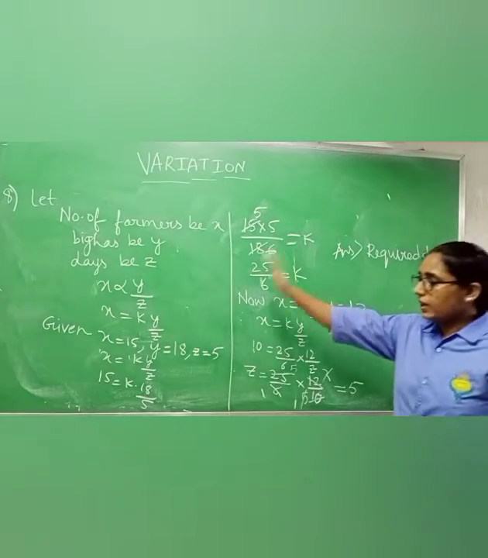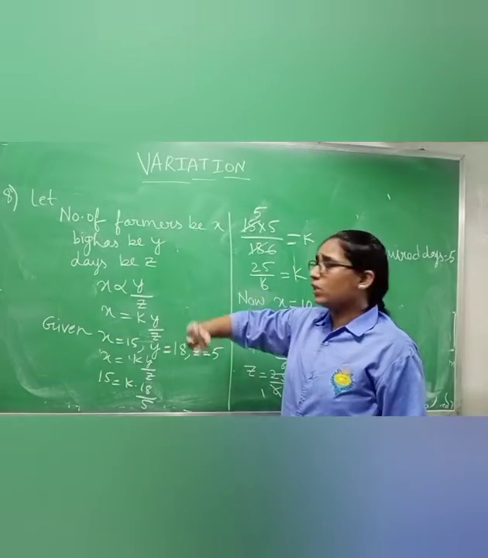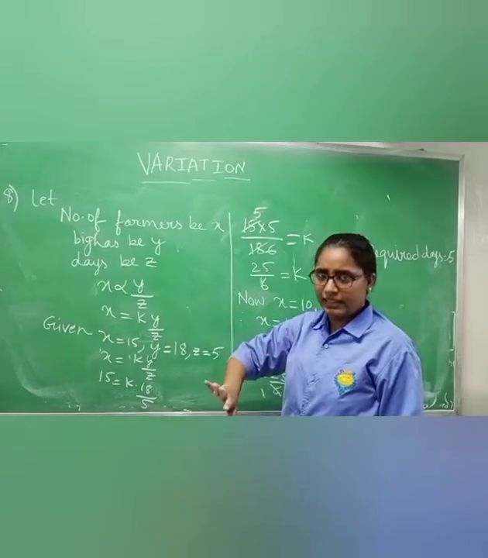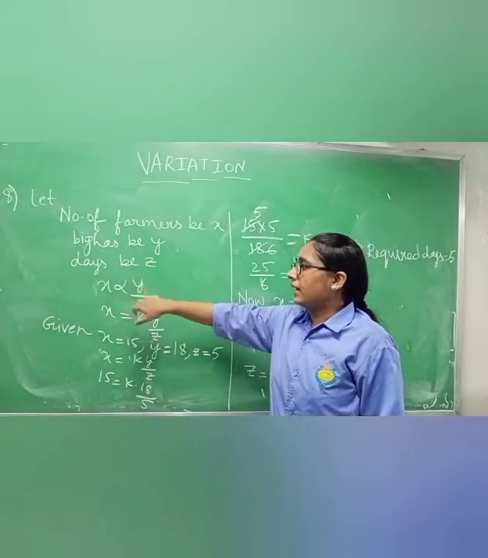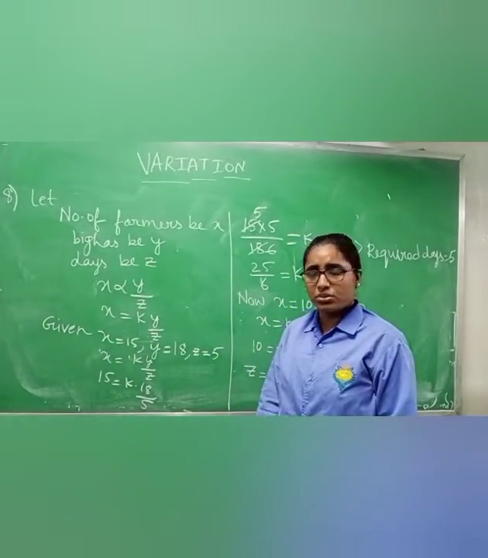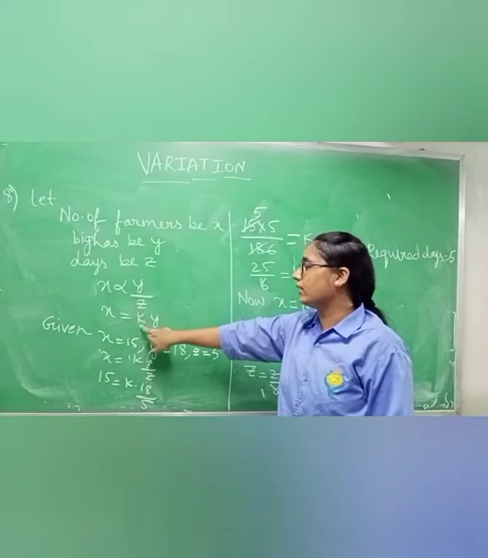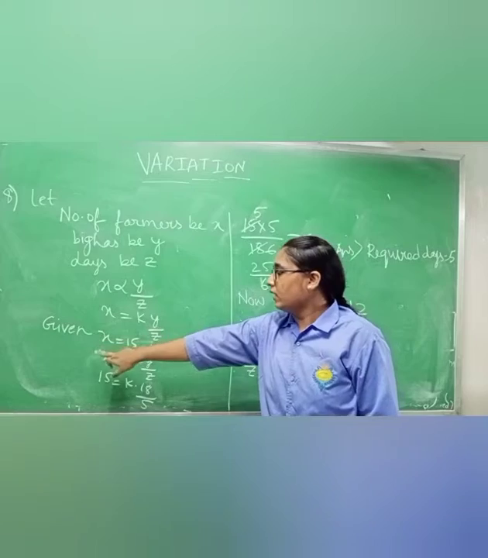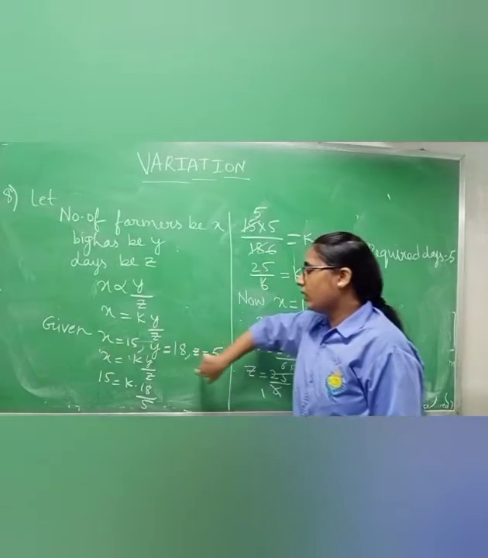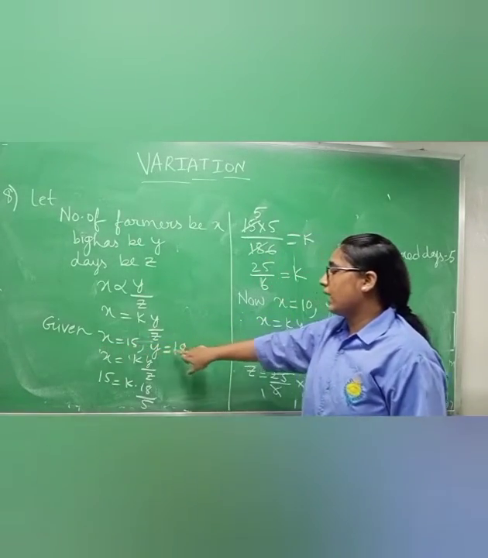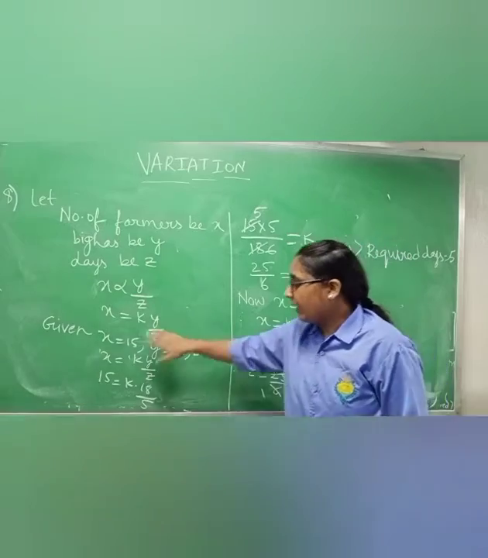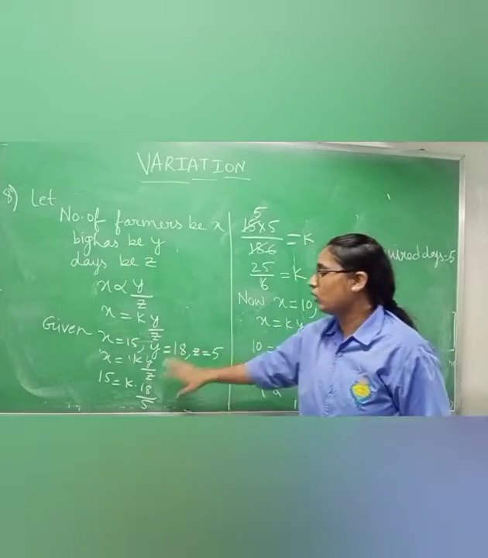Okay, so from the first one, three things are given to you: farmers, bighas and days. You are letting those variables. Then you are finding the relationship between these three variables. After that, you are removing the variation sign and you are putting k equals. Then what are you doing? Given things you are writing: x equals this, y equals this, z equals this, and using this information you are finding k value.